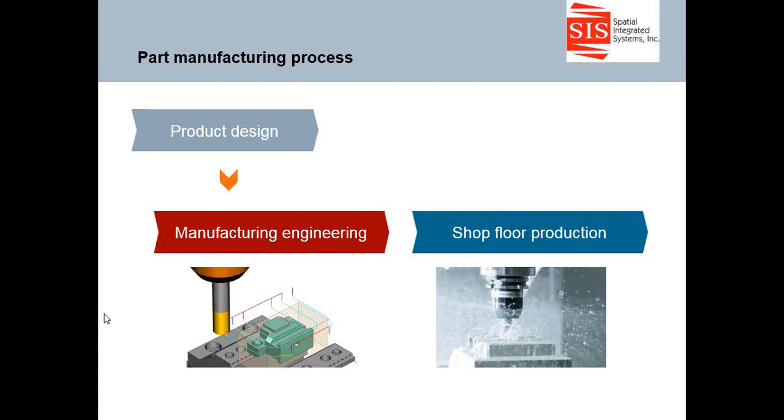Now the process starts with an input from the part design data. Usually this is a 3D model that's created using CAD software. This data is used as input for the manufacturing engineering. At this stage, machining and inspection methods for the part are defined by CAM or CMM or related software.